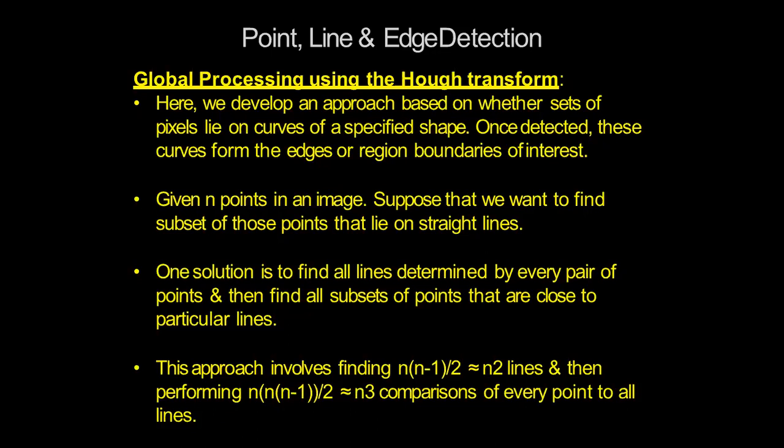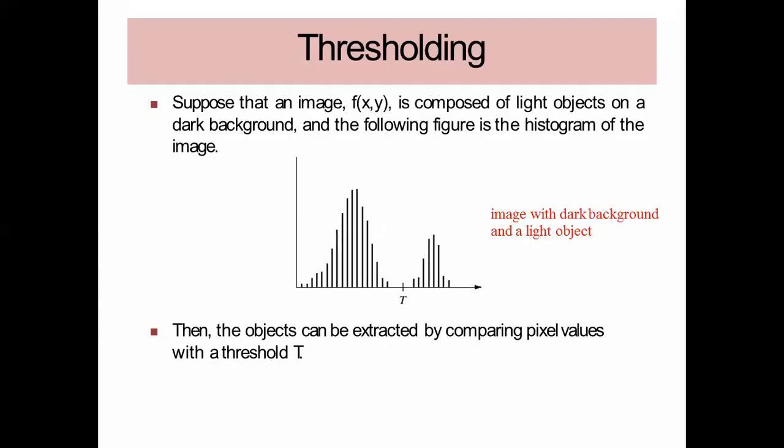So this approach involves finding n(n-1)/2, which is nearly n squared lines, and then performing n times n(n-1)/2, which is n cubed comparisons of every point to all the lines. Okay, so now what do we actually mean by thresholding?